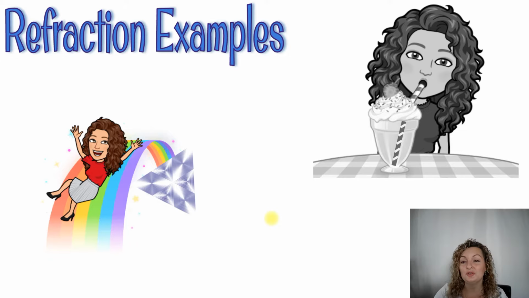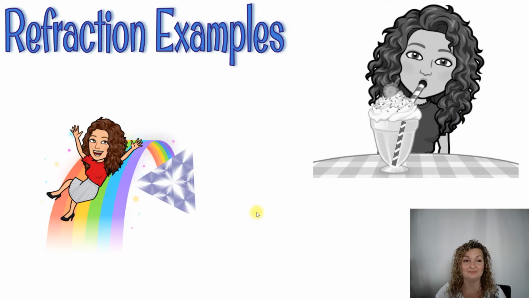Another quick example is going to be a straw. When you put a straw in a glass, it appears to bend, right? But your straw didn't really bend, you guys, okay? So it's not like magic. You put it in and it automatically bends. It's not that way. It's actually just an illusion or a trick of the eye because the light is the one that's bending and slowing down, not the straw, okay?